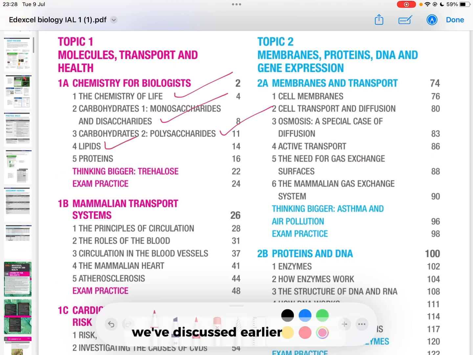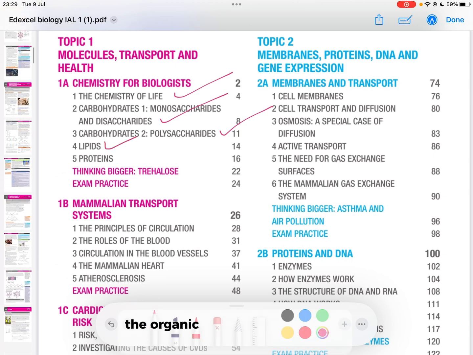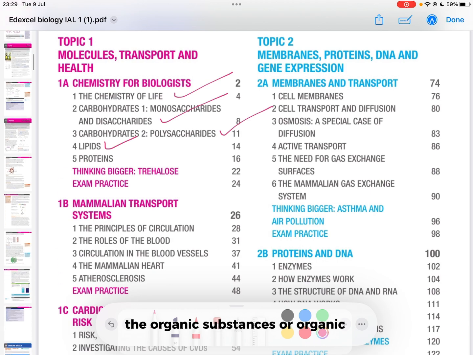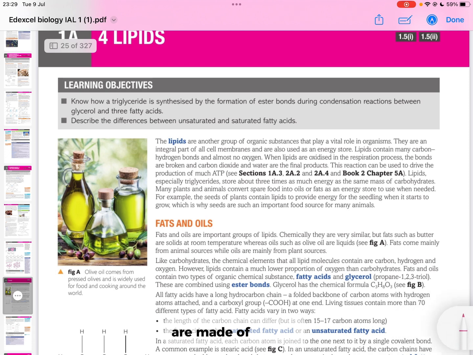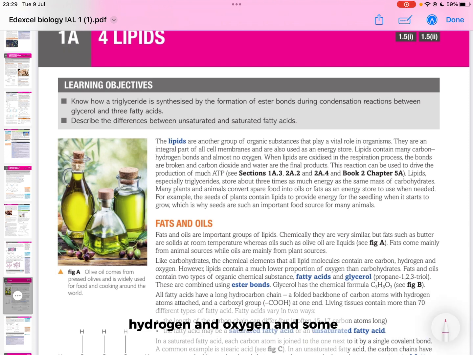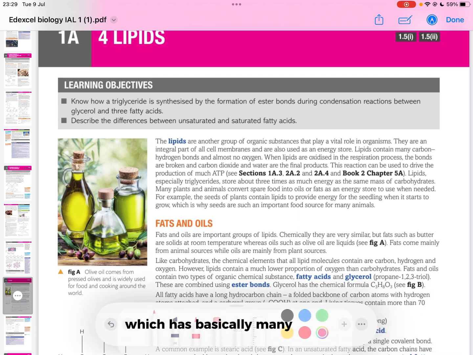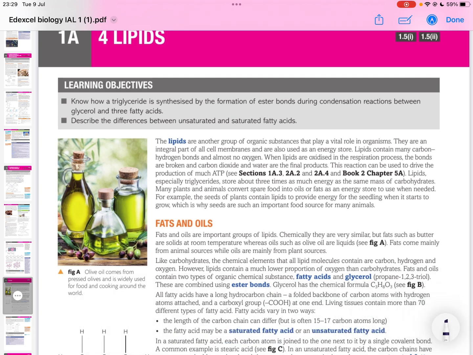We've discussed earlier that the organic molecules are made of carbon, hydrogen, and oxygen, and some are made up of nitrogen, sulfur, and phosphorus, but they are less frequent. Lipids are a group which has many carbon and hydrogen bonds, but less or almost no oxygen.